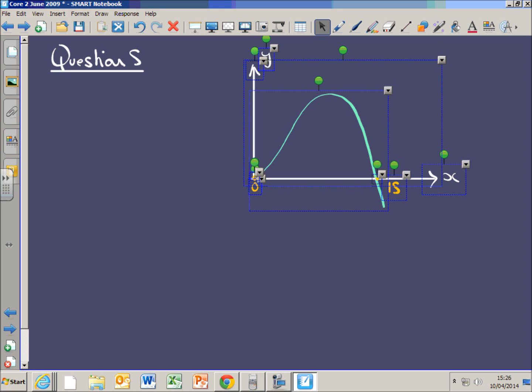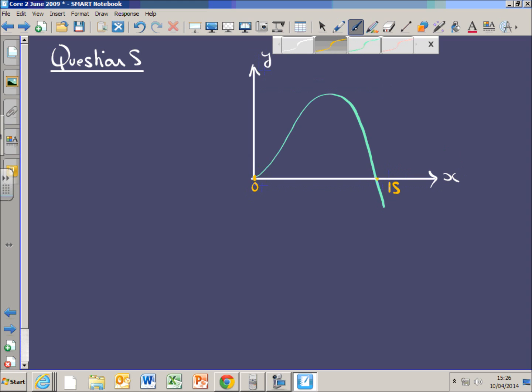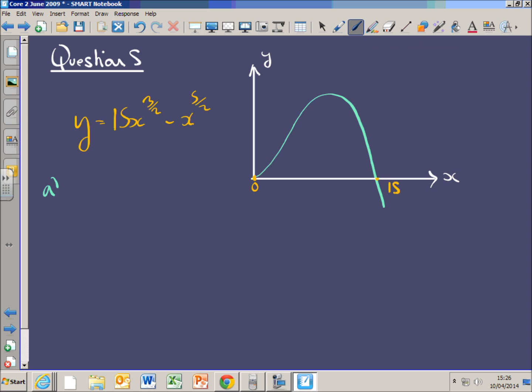Do you want a little picture of it? Right, I'm going to get you to do some of this, I think. The equation is y equals 15x to the 3 over 2 minus x to the 5 over 2. And the first thing it wants you to do is just differentiate it. Find dy dx. So, do I have to do anything with it before I differentiate it? Is it already in a form where I can differentiate? Yeah. Okay, right, Emily. Differentiate this for me, can you? What would I get? Yeah. Brill.